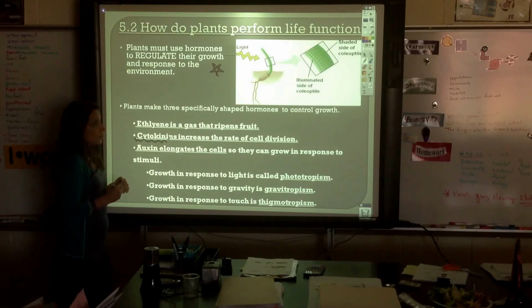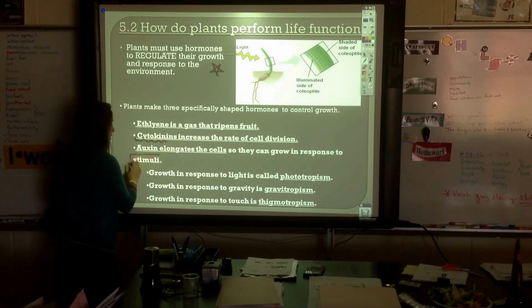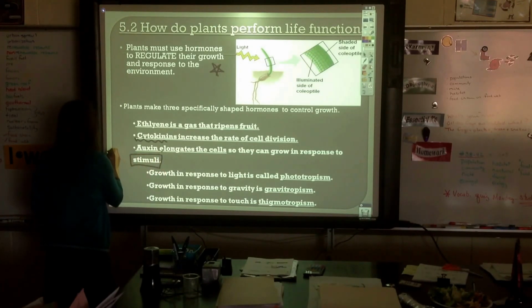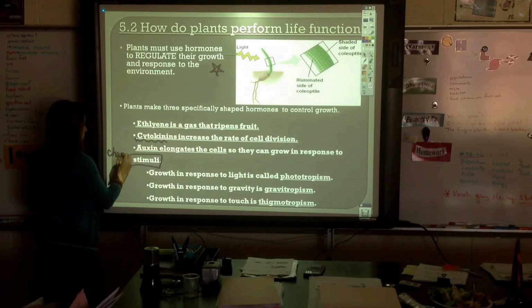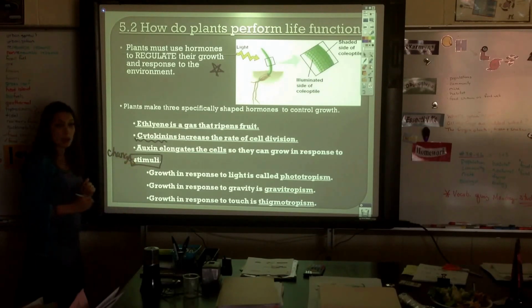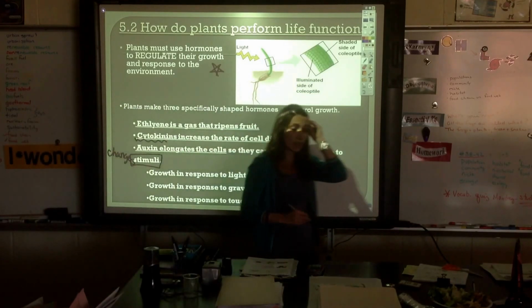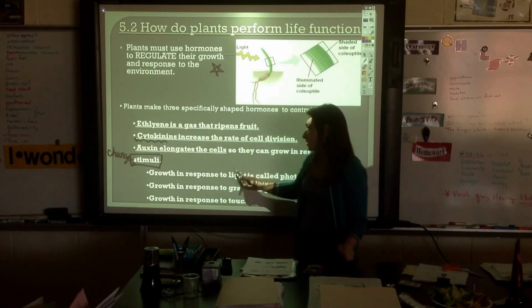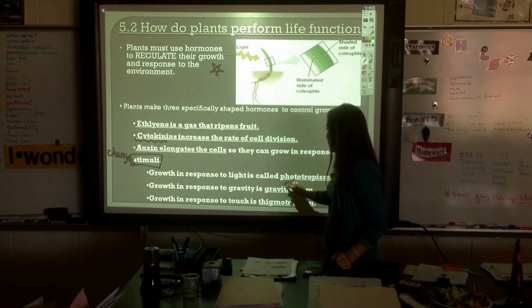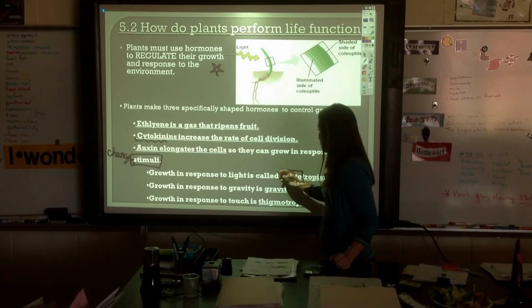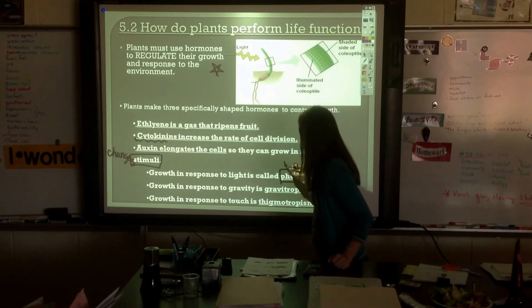Auxin is the one that we're going to focus on. Auxin elongates the cells so that they can grow in response to stimuli. And stimuli are changes in the environment. So if something changes in the environment, the plant can respond to that. We're going to see three main responses. Phototropism. Well, we already know that photo means light.